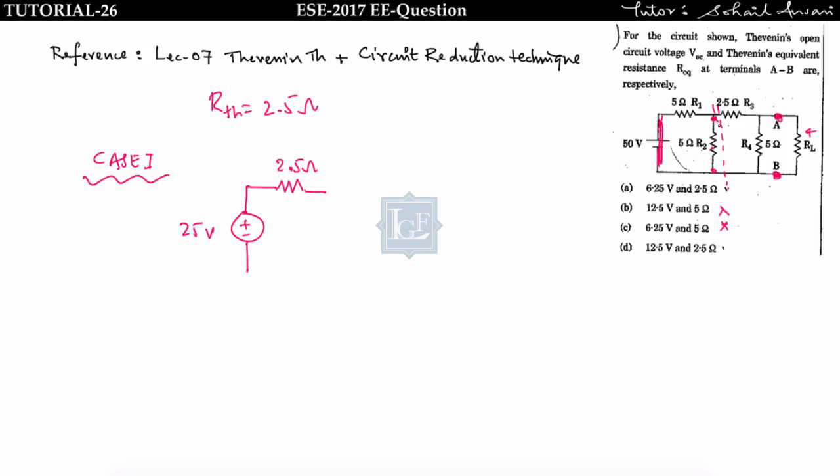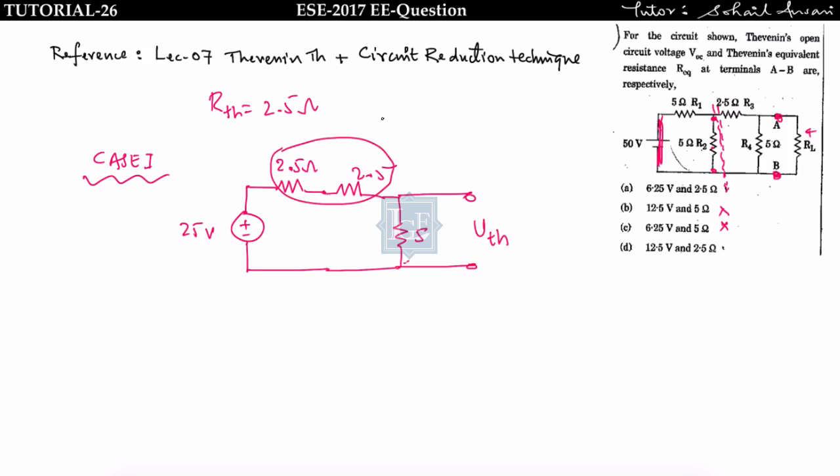So I will reduce this much of the circuit to this, then in series with 2.5, then in series with 5 ohm, and this is my AB terminal where we have to find the VTH. Taking this series combination, the equivalent will be 5 ohm, and this 5 ohm is connected in series with 5 ohm. So VTH according to the voltage division rule, you will get 25 multiplied by the resistance across which you have to find the voltage, that is 5, divided by the total resistance, that is 10. So you will get 12.5 volt. This has been discussed in lecture number 7.